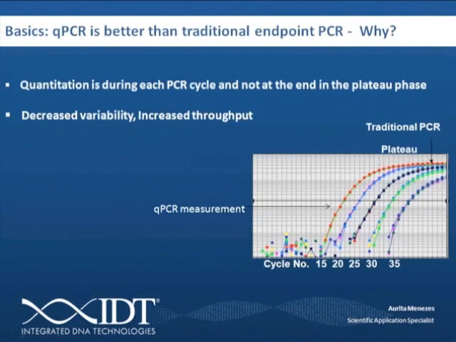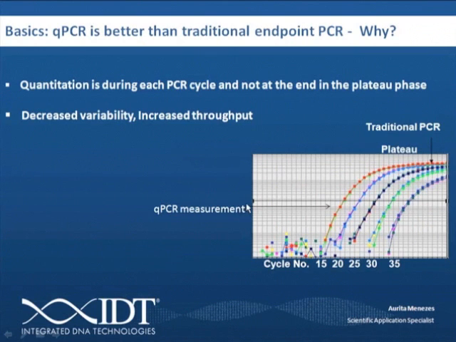So why is qPCR better than traditional endpoint PCR? Traditional endpoint PCR makes measurements at the end of a reaction when all reactions have reached plateau phase. Consequently, you are unable to measure differences between the starting amount of your target DNA amongst your different samples.